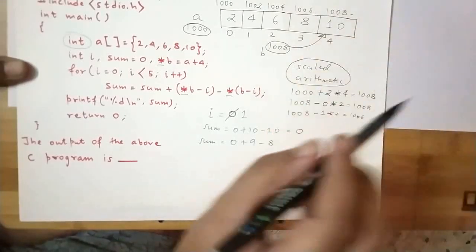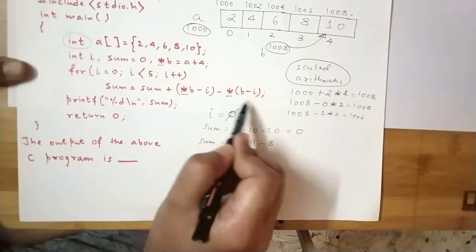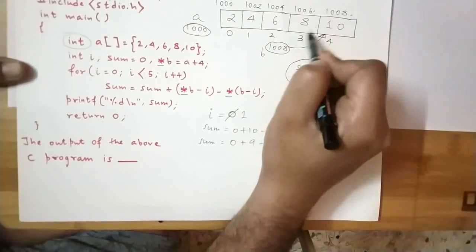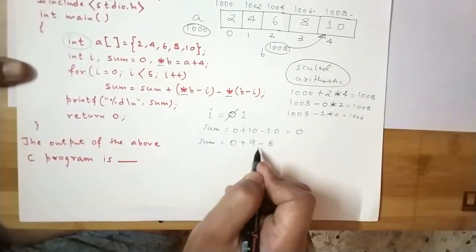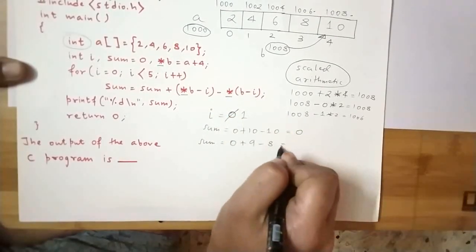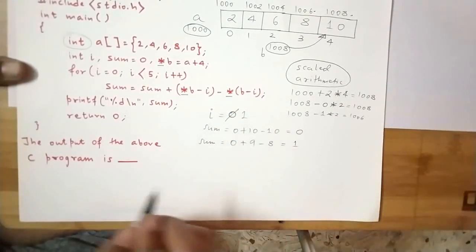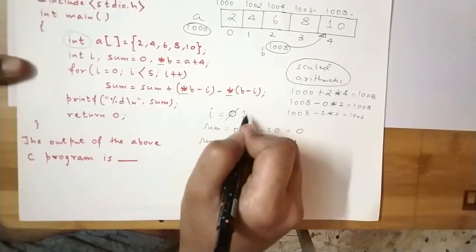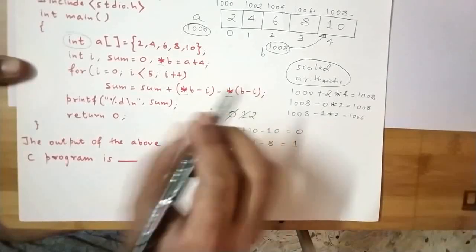See, this part, b minus I, came out to be 1006. So I'm standing here, dereferencing it to get this value of 8. So I'll get 8 in place of this entire expression. 9 minus 8 comes out to be 1. Finally, the value of sum has been incremented to 1. Again, we are taken to the updation part where the value of I changes to 2.